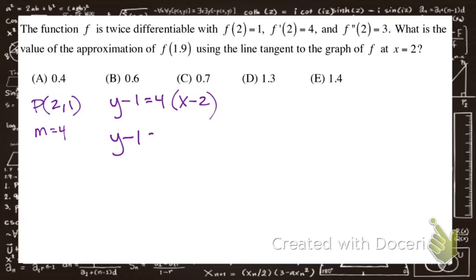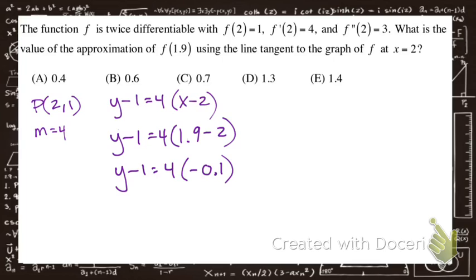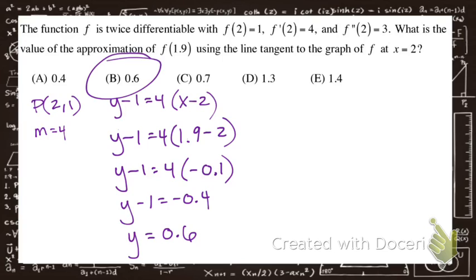y minus 1 equals 4 times 1.9 minus 2. What is 1.9 minus 2, class? Negative 0.1. Class, what's negative 0.1 times 4? Negative 0.4. And last but not least, be careful with your signs. What is negative 0.4 plus 1? 0.6. Perfect. Answer choice B.